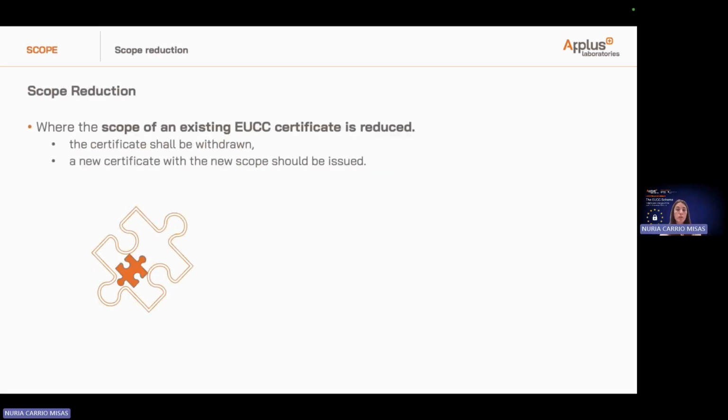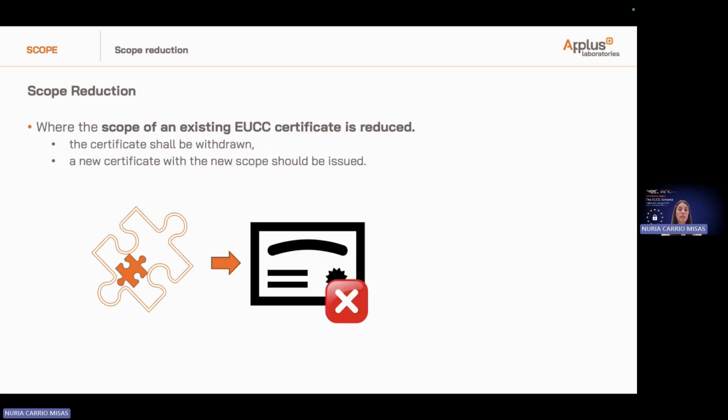What about the scope reduction? Well, there's a paragraph in the EUCC Implementing Act that explains that where the scope of an existing EUCC certificate is reduced, the certificate shall be withdrawn and a new certificate with a new scope should be issued, okay? This is something new, but it is basically to ensure that everyone has the same understanding of the scope of the certificate, and if the scope changes, everyone knows about it.